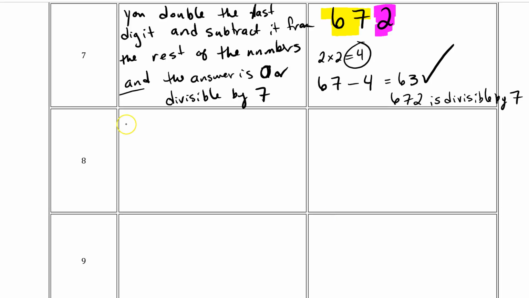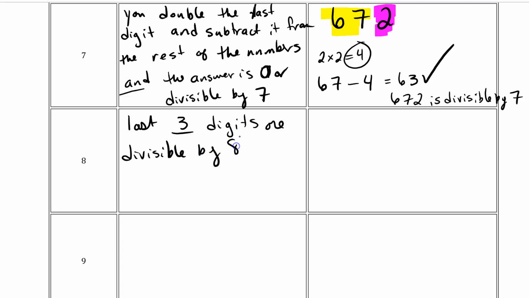For 8, the divisibility rule is if the last 3 digits are divisible by 8. Now what's kind of cool about this is, for anybody who knows anything about powers and exponents, we know that 8 is 2 to the 3. Okay, so there's a relationship there.